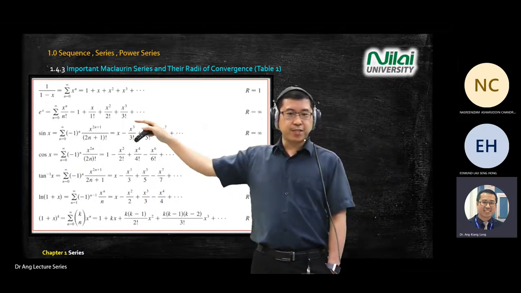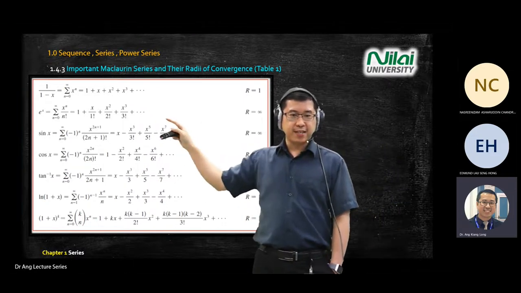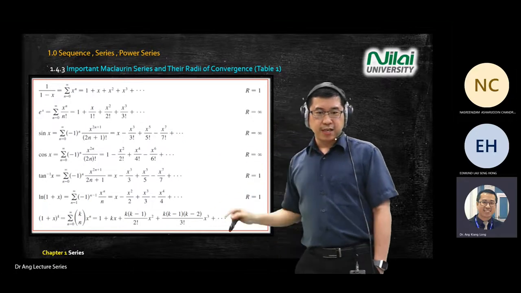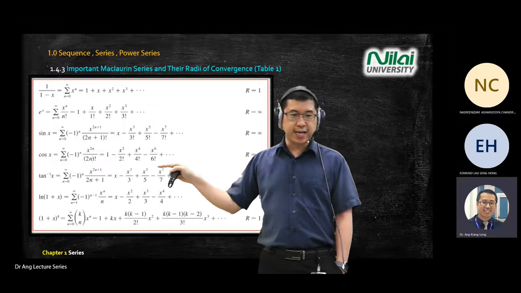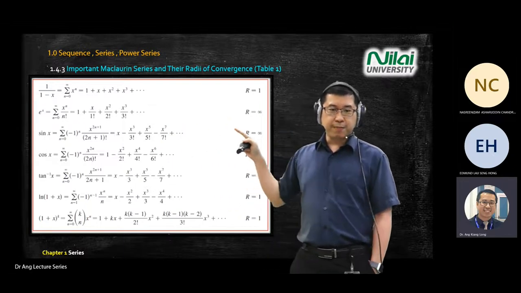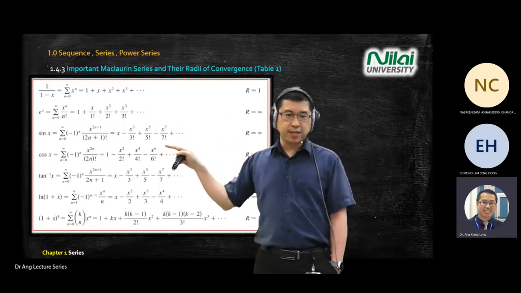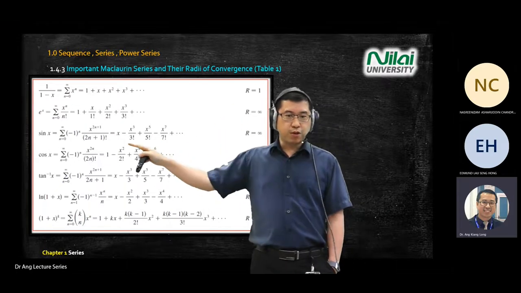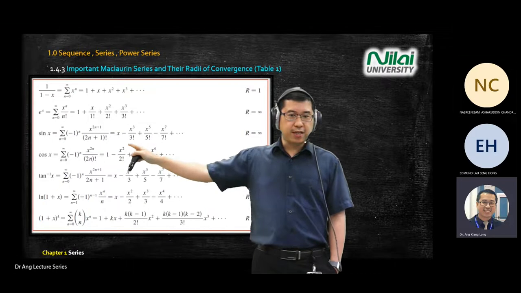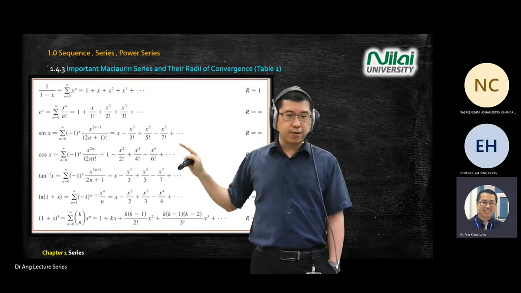If in the question you see e power x, then you use the second equation. If you see sine x, just now we explained about sine x and cos x, so if you have this table, you no longer need to remember what is the form. You just use this table 1 to solve the question. You copy this one in your answer and solve.